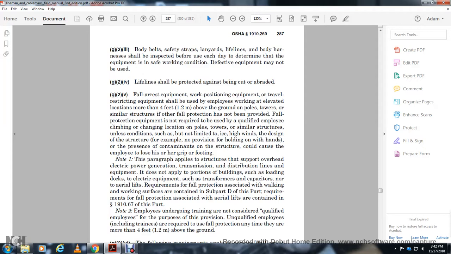Lifelines shall be protected against being cut. Braided fall arrest equipment, work positioning equipment, and travel restricting equipment shall be provided to employees working at elevated locations more than 4 feet above the ground on poles, towers, or similar structures. If fall protection has not been provided, fall protection equipment is not required to be used by qualified employees climbing or changing location on poles, towers, or similar structures, unless conditions, such as but not limited to ice and high winds, or the design of the structure, for example no provision for holding with hands, or the presence of the structure could cause the employee to lose his or her grip or footing.